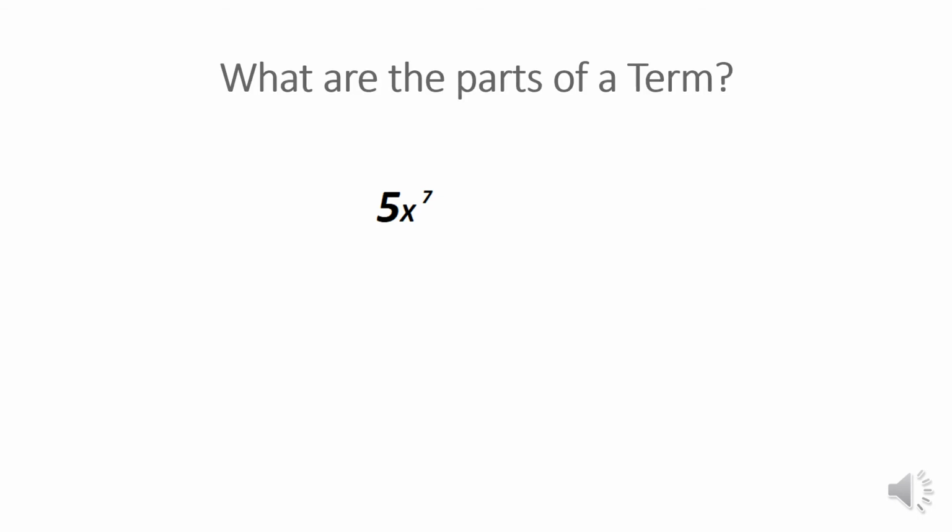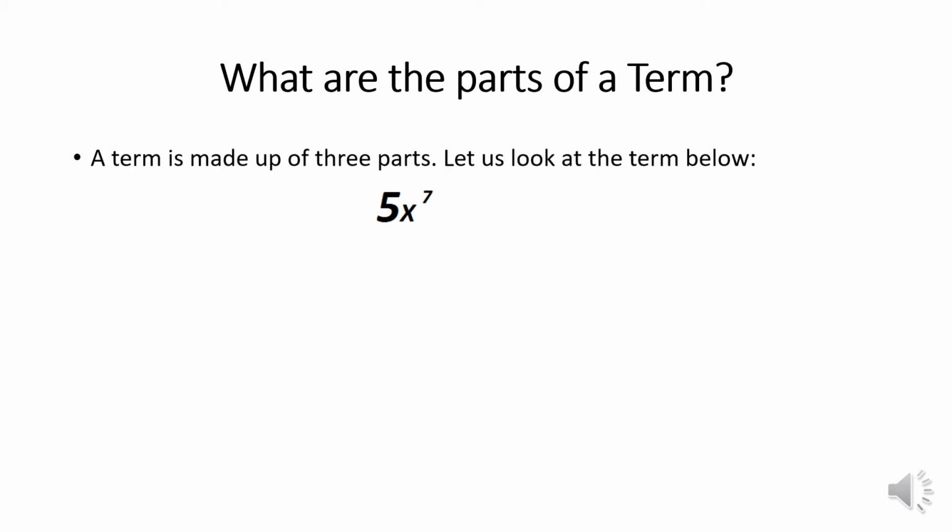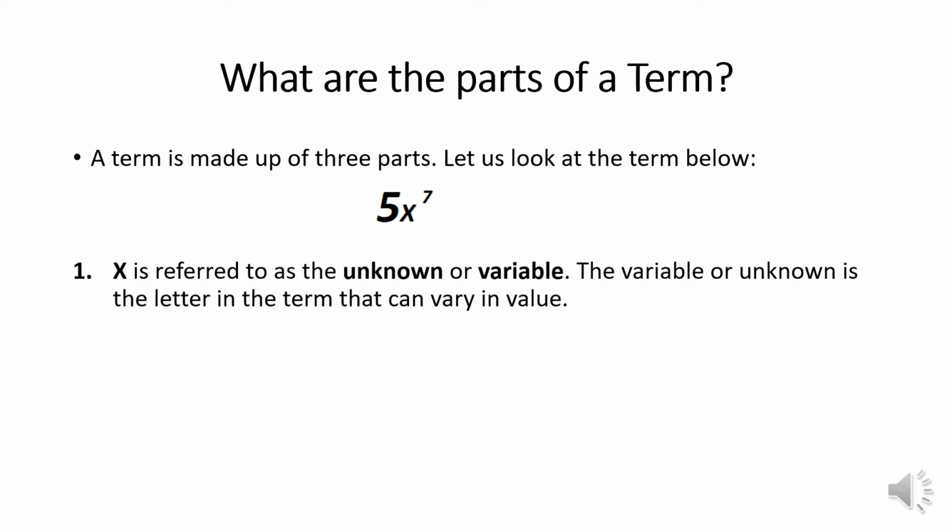Right. Now, we are going to be looking at the building blocks of a term itself. Remember, a term is part of an algebraic expression, so we are going to break the term itself down into its respective components. The first one is the x. The letter which you find in a term, we call it an unknown or a variable. The variable is a letter in the term that can vary in value depending on what investigation you are looking at or whatever experiment you are doing. Because remember, with mathematics, most of us will be scientists.